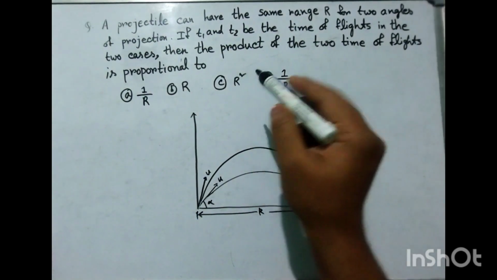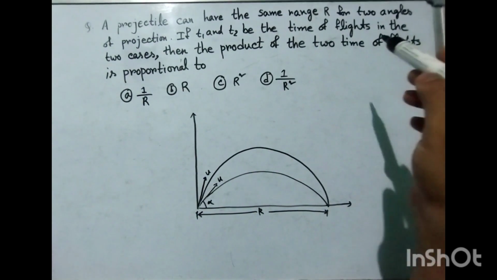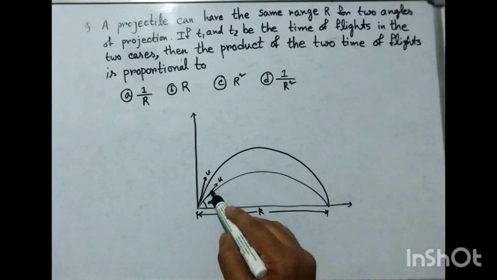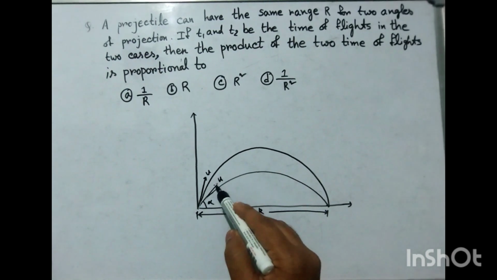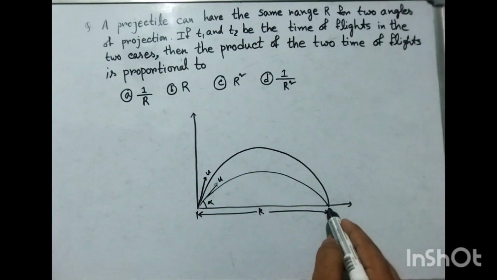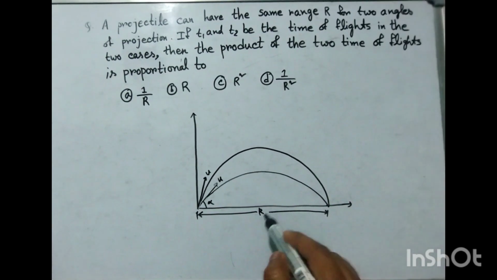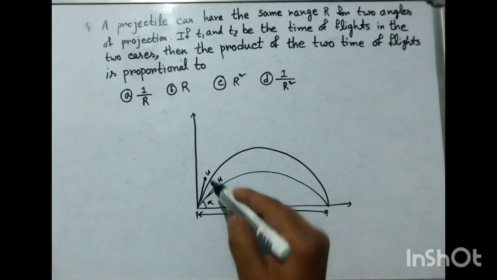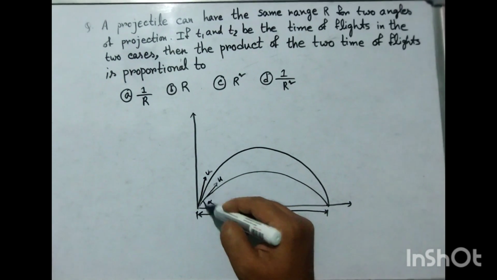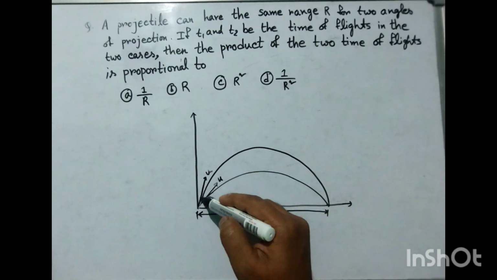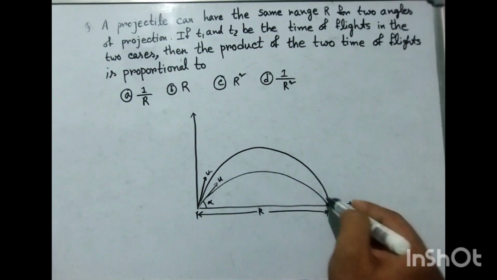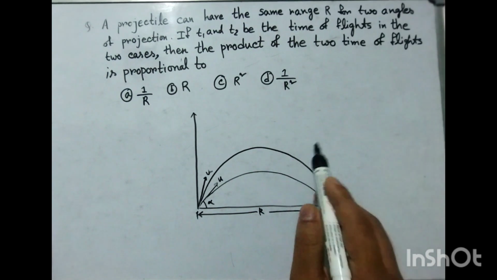Okay, this question is saying a projectile can have the same range R for two angles of projection. If you throw a body with speed u at angle alpha with the horizontal axis, then it will reach, suppose, a horizontal range of capital R. Now it is saying that if you throw with the same speed but at another angle, then there is a particular angle at which it will reach the same point. That means the range will be the same.